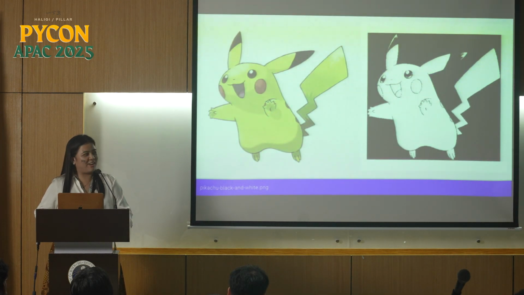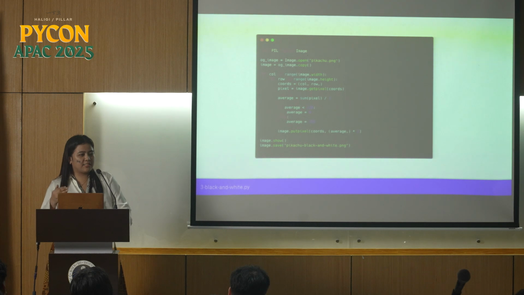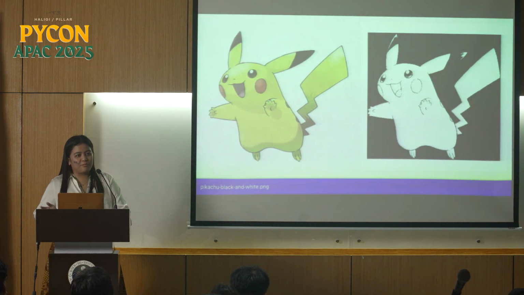So the next one we have is black and white. So you basically do the same thing, but this time you get the average of the RGB values, and then if it's less than 128, meaning it's a dark color, you turn it to black, and if it is greater than that, you turn it to 255 or white, and then you get the black and white version.